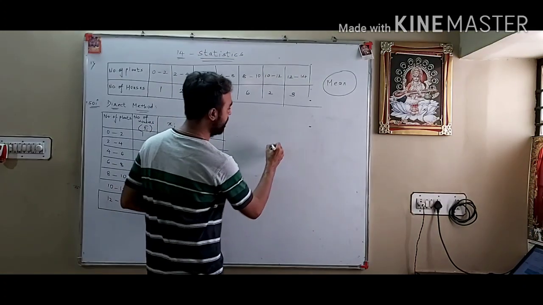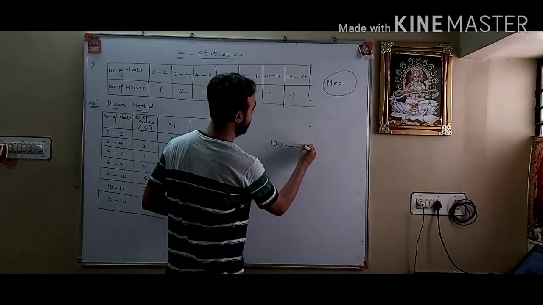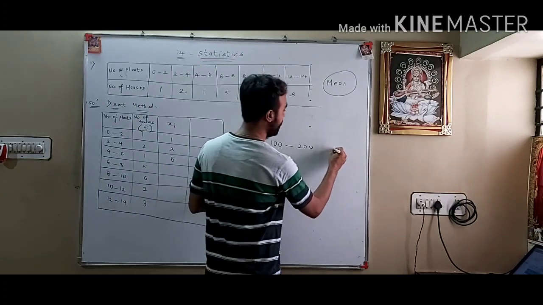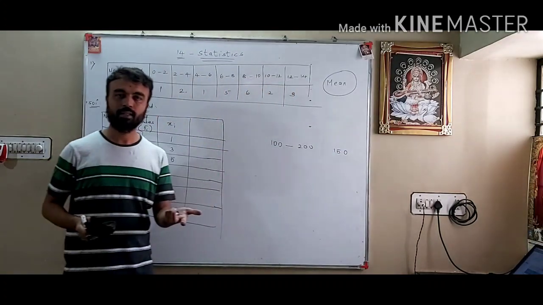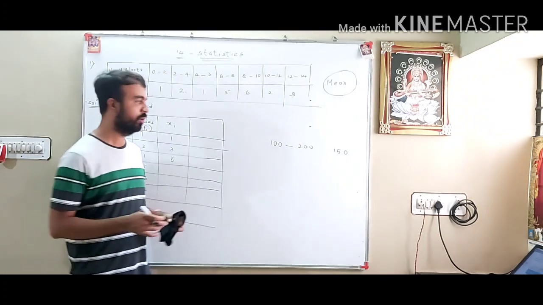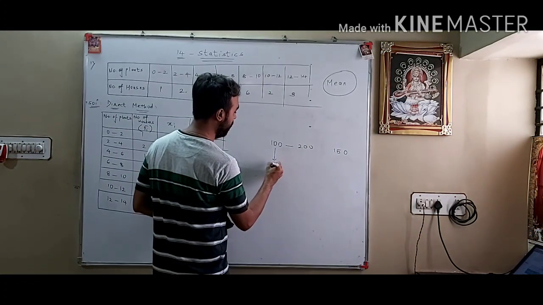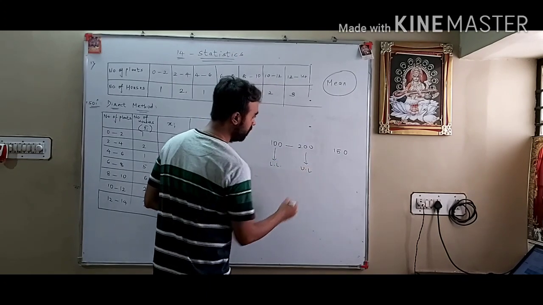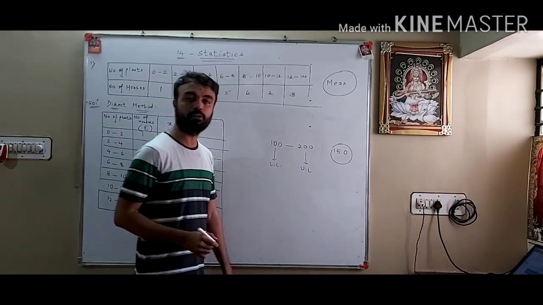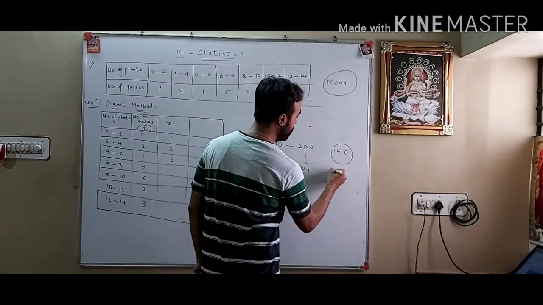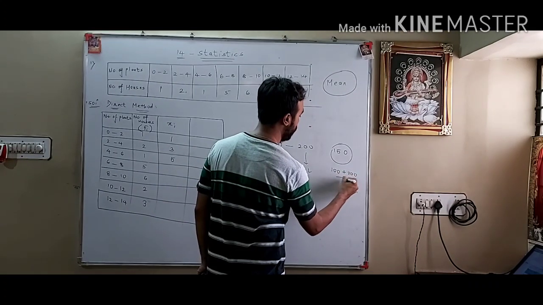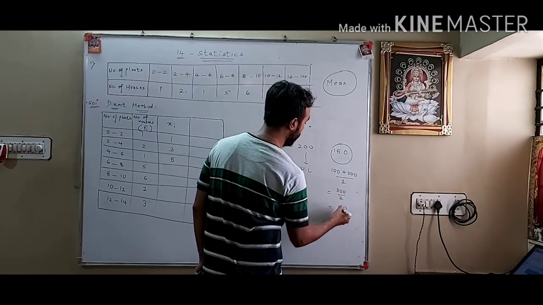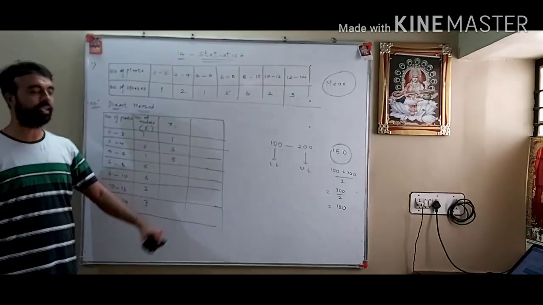Suppose you have the class 100 to 200. Then what will be xi? Exactly in the center, 150. But if you don't know it directly, how will you do it? You add these two numbers, the lower limit and the upper limit. So to find this mid value, the central value, you add these two numbers: 100 plus 200 divided by 2. So you have 300 divided by 2, so you will get 150. This is how you can find the center values.